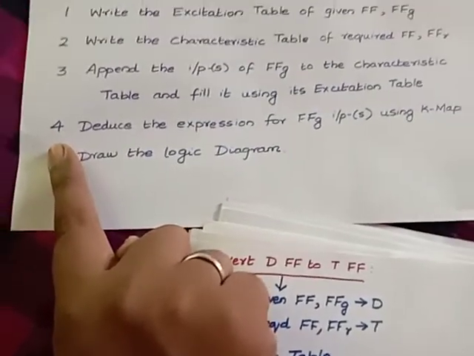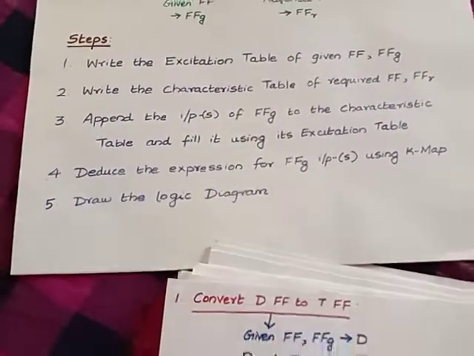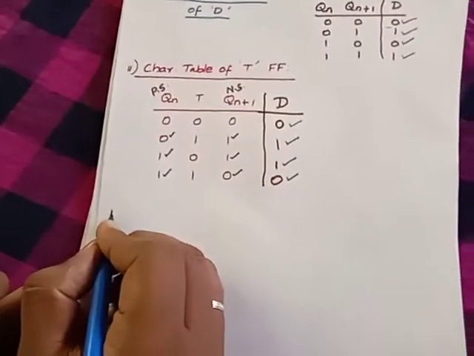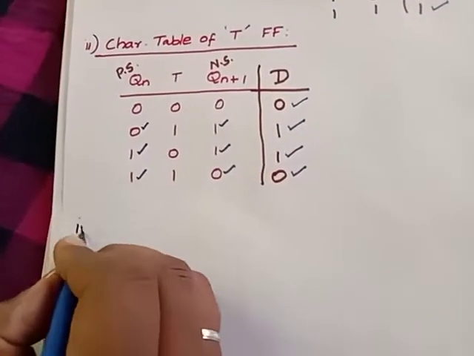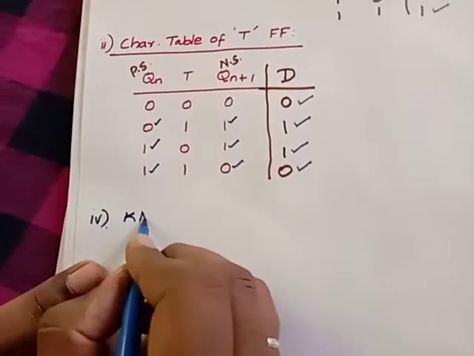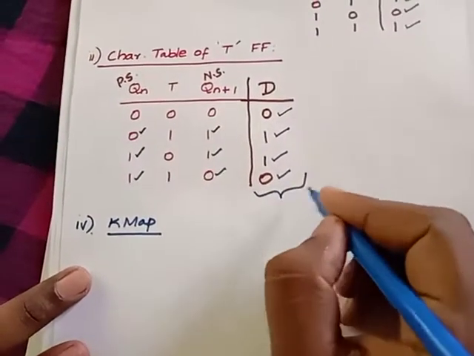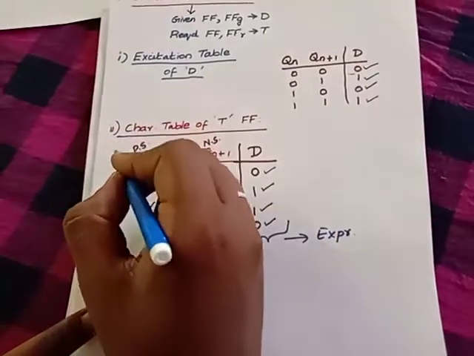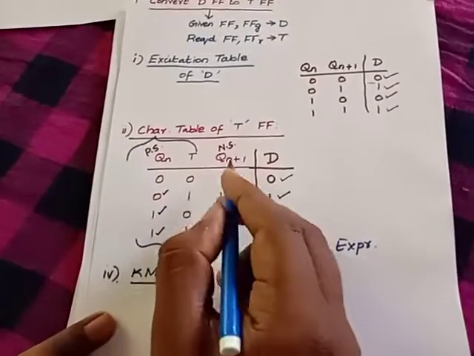Now the next two steps are very simple. You have to deduce the expression for the given flip-flop inputs using a K-map, right? This is your first step and second step. Now the fourth step is the K-map. Now you have to find the expression for this input, and you have to consider only the present state and next state. Please understand, you have to consider only these two columns. This is the next state value.